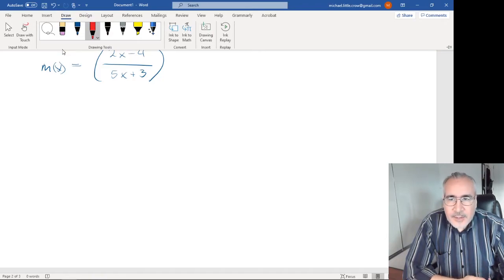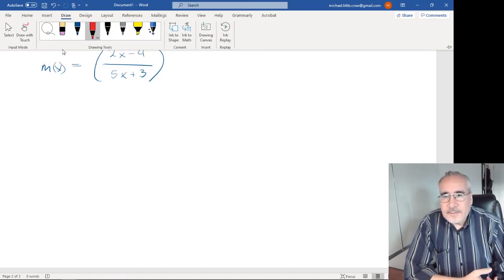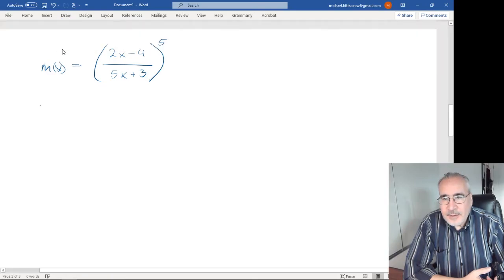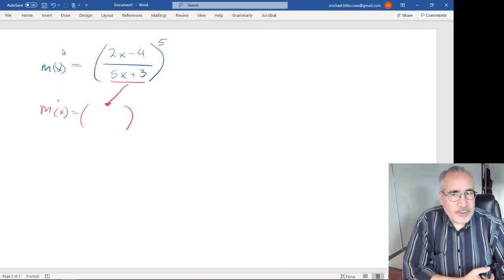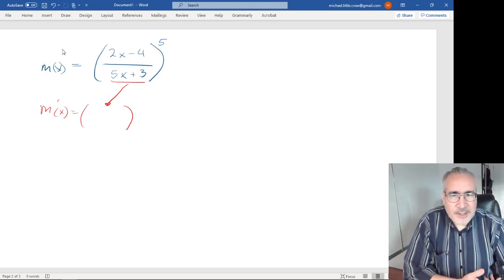Now, using our technique of finding the derivative of the function. Remember, we're going to take the derivative of the inside part. That's going to go right here. But that's all that we need to use the quotient rule. That's going to be probably the hardest part of this whole thing.